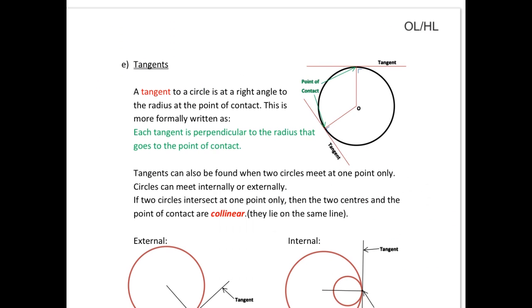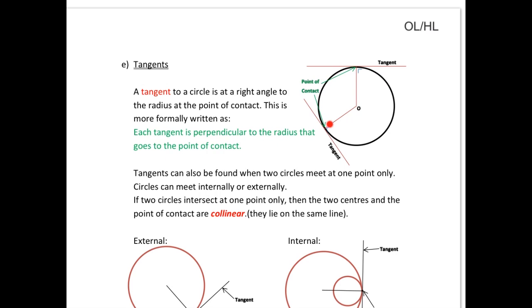The next thing I want to talk about for circles is tangents. A tangent to a circle is at right angles to the radius at the point of contact. This is formally written as: each tangent is perpendicular to the radius that goes to the point of contact.